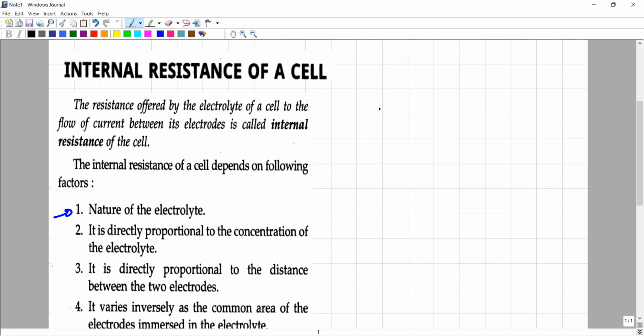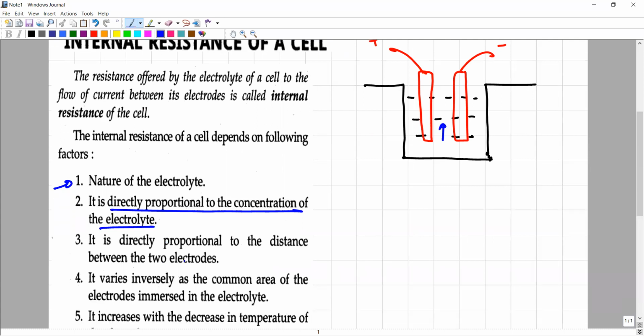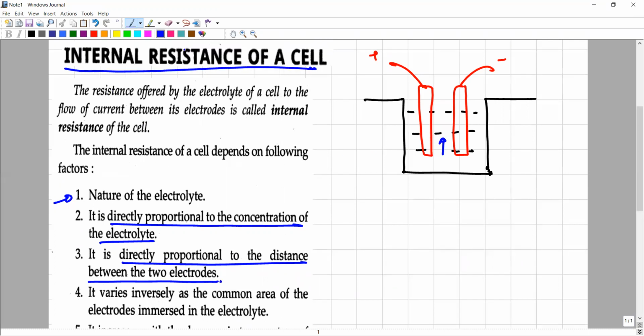So what is a cell? In electrolysis you have done that this is a cell. So you will have some electrolyte in it, and there will be two electrodes, anode and cathode. Okay, this you have done before. Because of this electrolyte and these electrodes, internal resistance is directly proportional to the concentration of the electrolyte, and directly proportional to the distance between the electrodes. So for all these reasons there will be some internal resistance of the cell.